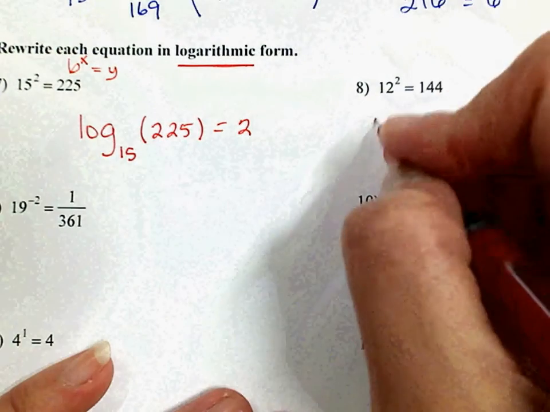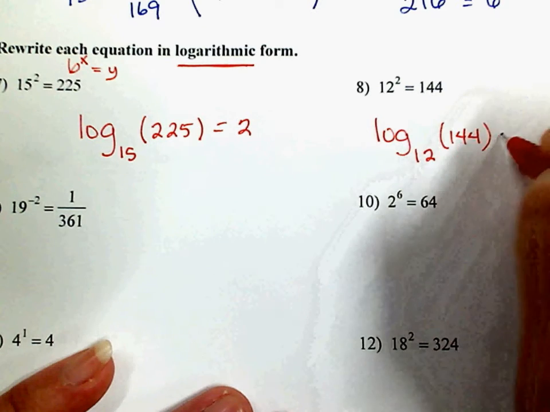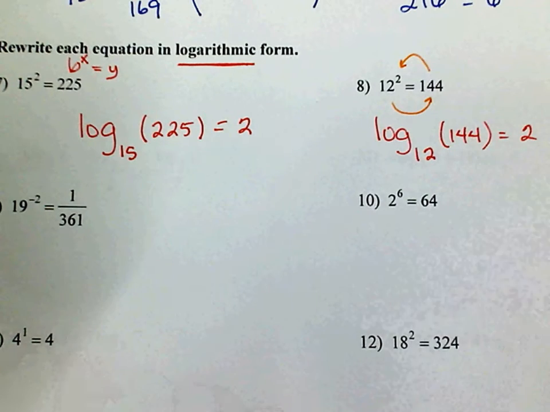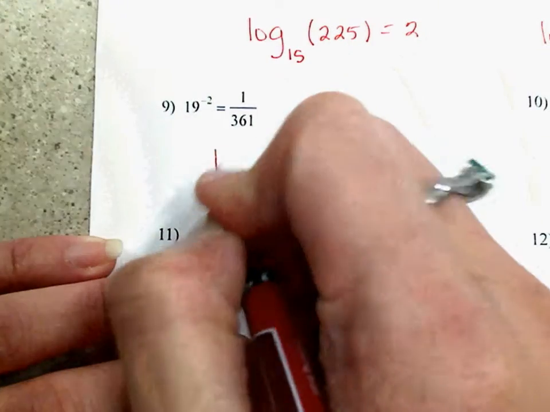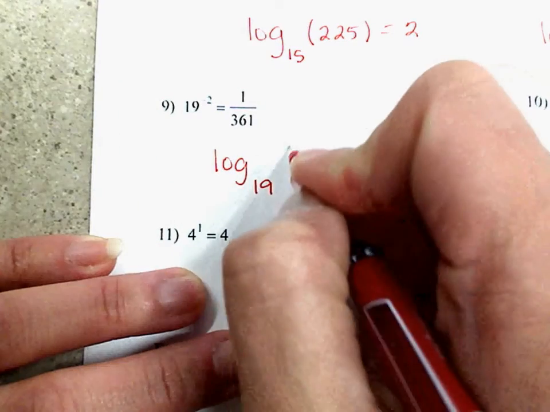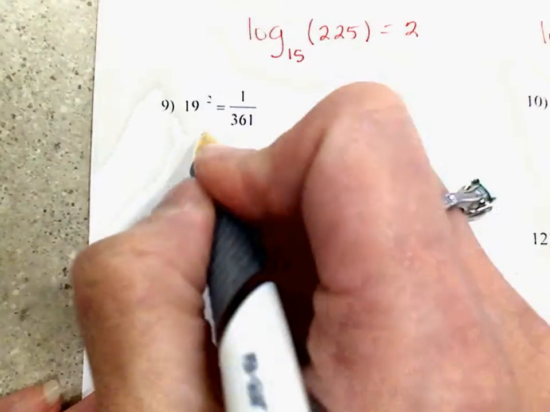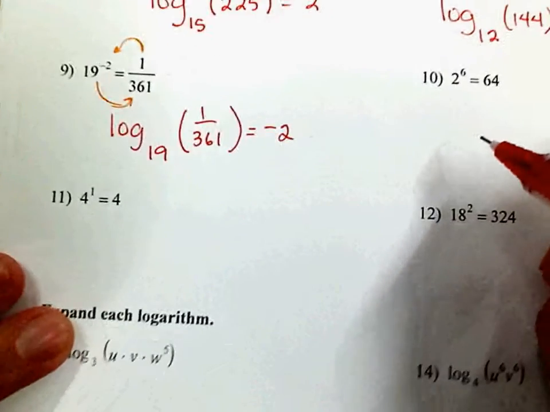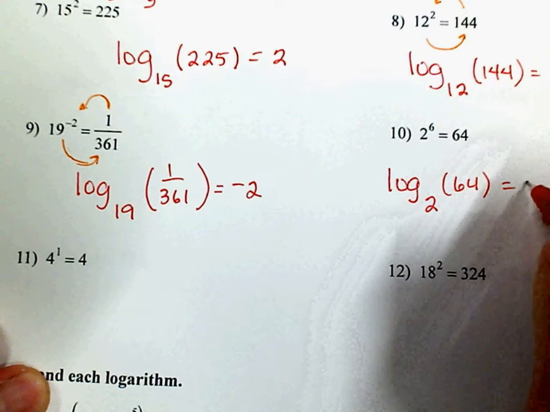Number 8. Log base 12 of 144 is equal to 2. Okay? Check the rotation. That might help you guys right there. Number 9. Log base 19 of 1 over 361 is equal to negative 2. See that? Okay. Know your base. Know your exponent. Number 10. Log base 2 of 64 is equal to 6.